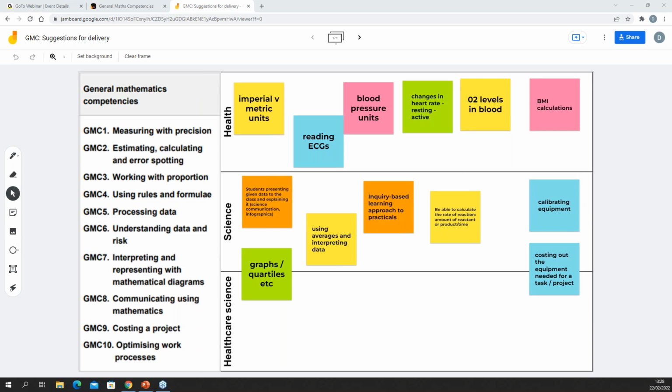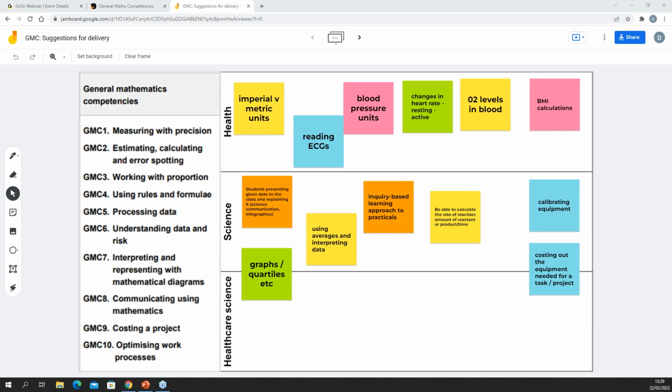And we have some science ones here. We have students presenting given data to class and explaining it. So science communications, infographics, good. Using averages and interpreting data, yep. Inquiry-based learning approaches to practicals, excellent, yeah. Being able to calculate the rate of reaction, all right, good. So the amount of reactant or product over time. Being able to calibrate equipment, absolutely. Making sure something's zero, absolutely.